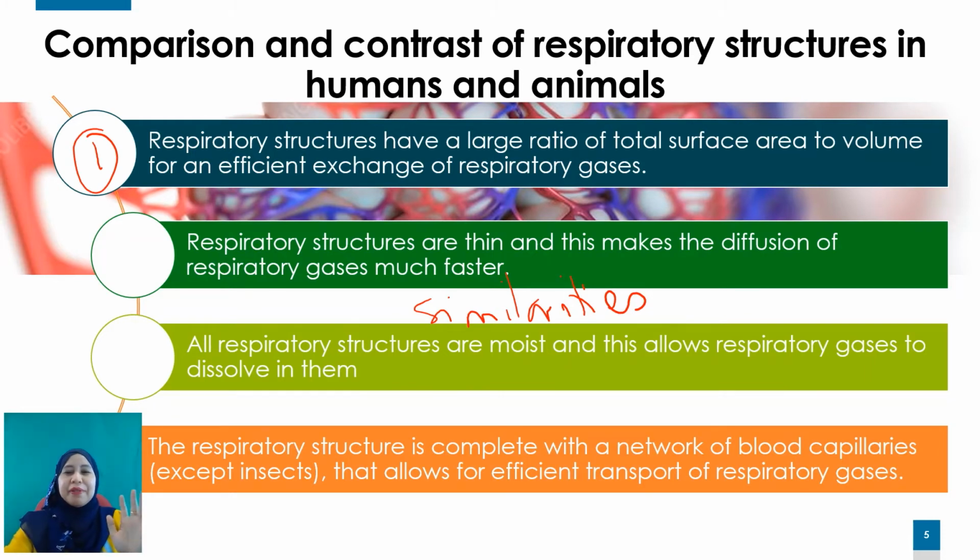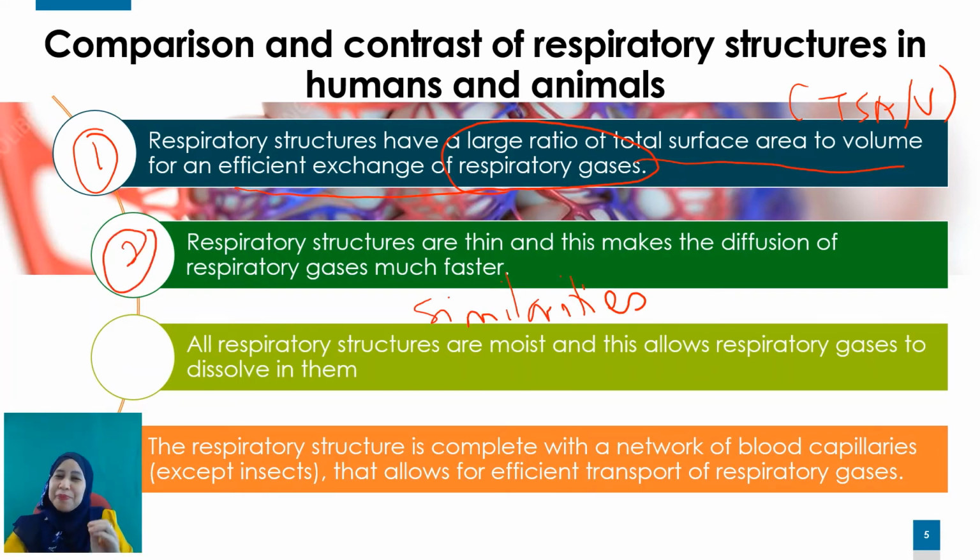We look at the first similarity. All the respiratory structures that we have learned have a large ratio of total surface area to volume, TSA over V ratio. Why? This is to ensure an efficient exchange of the respiratory gases. The second similarity is all the respiratory structures are thin. This is to make sure that the diffusion of respiratory gases is easier and faster.